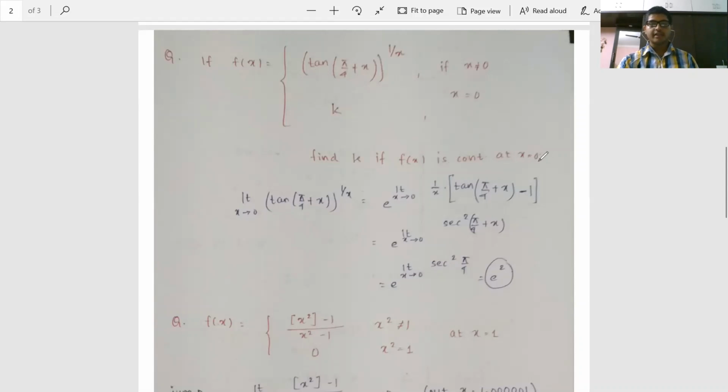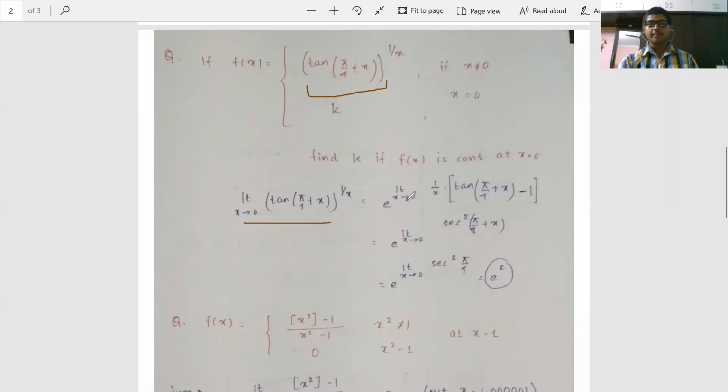So basically we have to find the limit of the function f at x equal to 0. Fine. So how to do this? Clearly the catch is this is of the format 1 to the power infinity, because when x tends to 0, the exponent is tending to infinity and the base is tending to 1. So how to solve limits of the type 1 to the power infinity? This is what we have to solve.